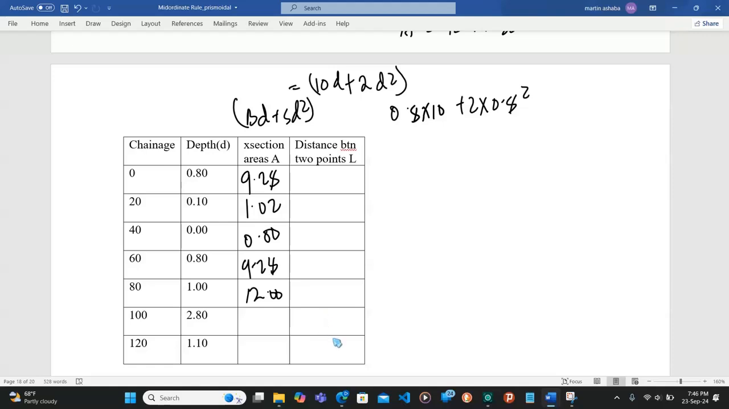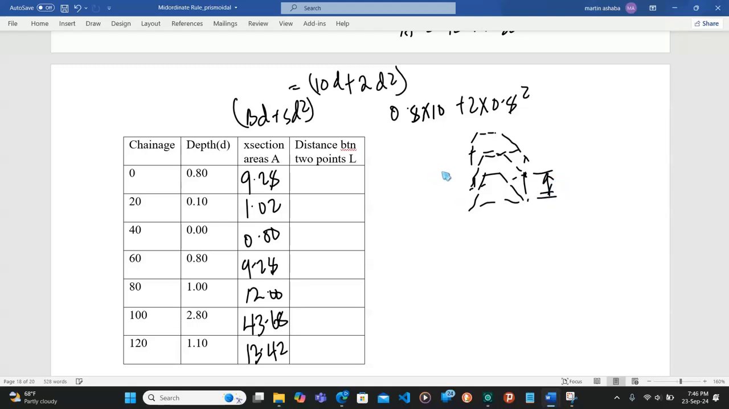When we substitute in 2.8, again, we have 43.68. When we substitute in 1.1, we have 13.42. So what is the distance between each of the 2 points? In other words, if we are talking about sections, each of those sections is at what distance from each other?